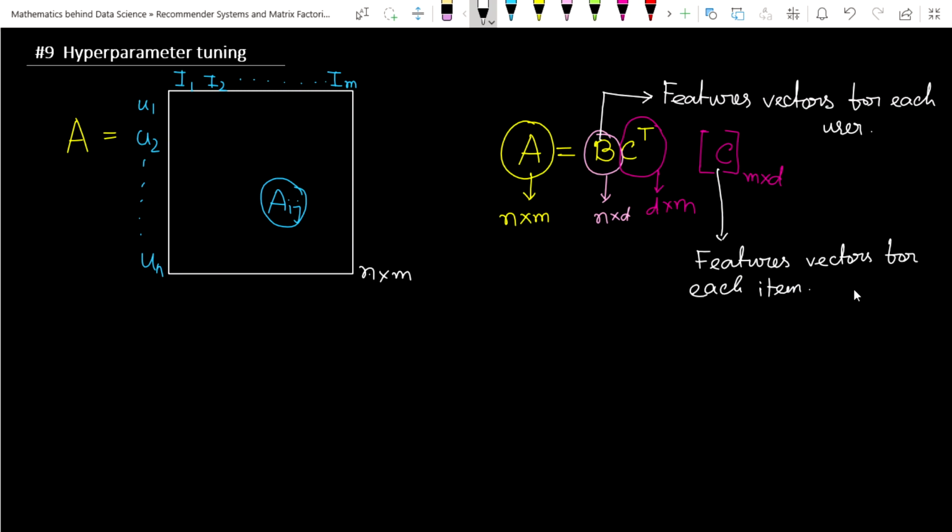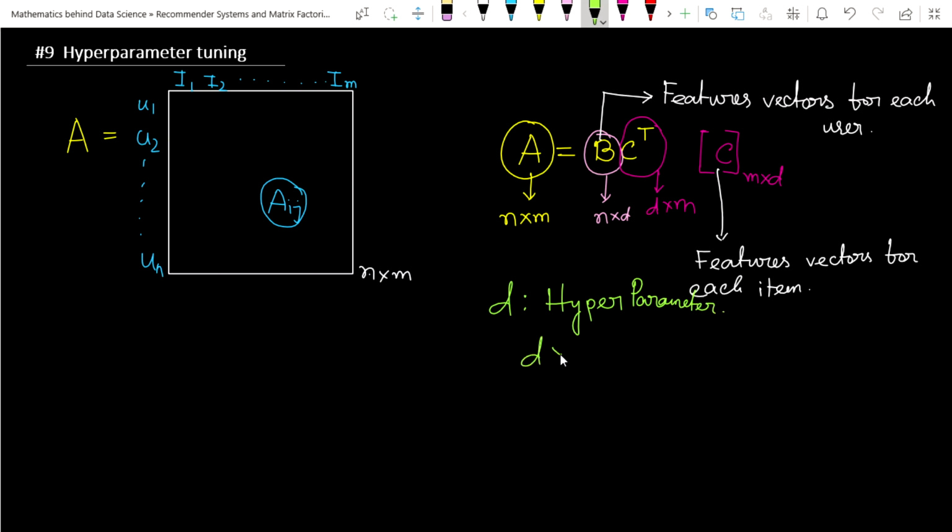Okay, and the hyperparameter here is the dimension. We can easily find how many users we have and how many items we have, but the d is totally unknown to us. So here d is the hyperparameter, meaning the dimension of our feature vector. The main job is to choose the correct d value to get the correct accuracy for our problem. We will see how to choose this.